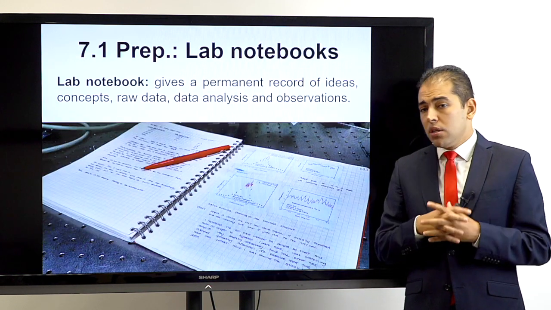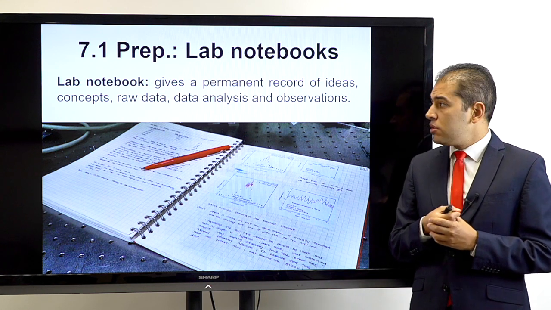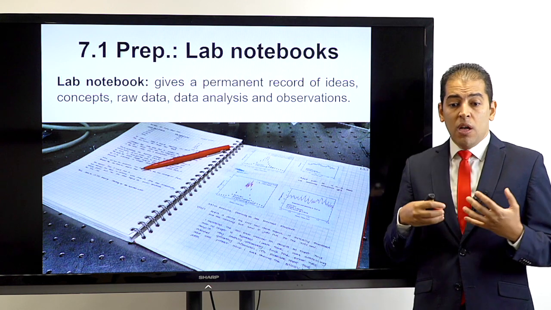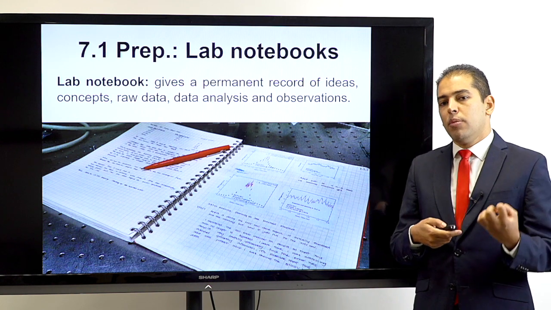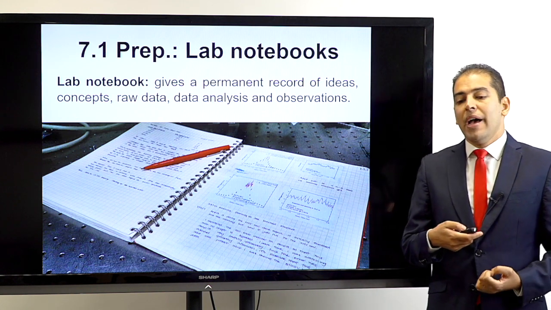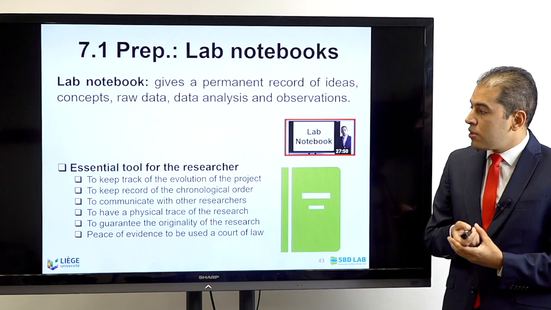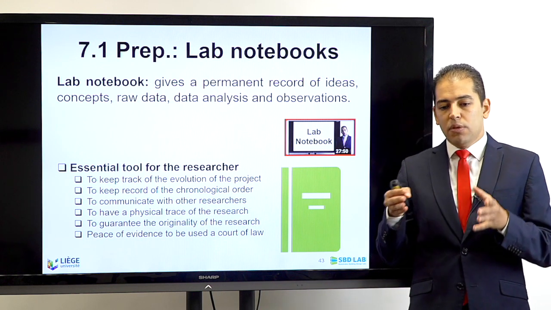Then we move to another important topic, which is my lab notebook. The lab notebook is very important. It gives a permanent record of ideas, concepts, raw data, data analysis, observations. So actually this will be a backbone that you will use for documentation and for following up. And in this sense, the notebook is essential for every researcher because it will allow you to keep track of the evolution of the project.